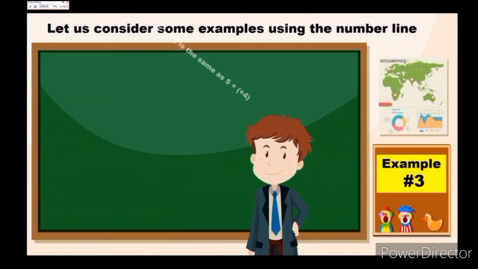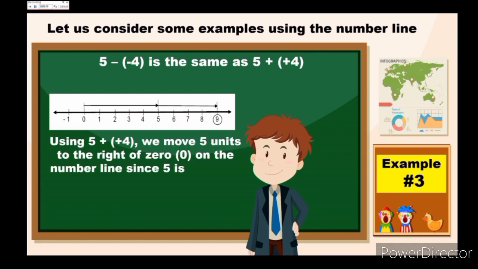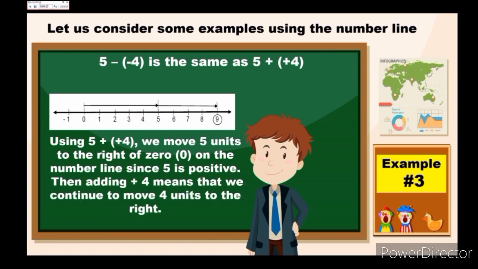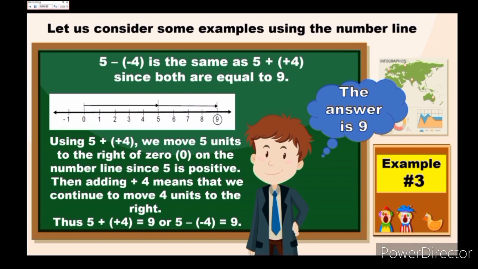Example number 3. 5 minus negative 4 is the same as 5 plus positive 4. Let's use this number line. Using 5 plus positive 4, we move 5 units to the right of the 0 on the number line since 5 is positive. Then, adding positive 4 means that we continue to move 4 units to the right. Thus, 5 plus positive 4 is equal to 9, or 5 minus negative 4 is equal to 9. Since both are equal to 9, our final answer is 9.